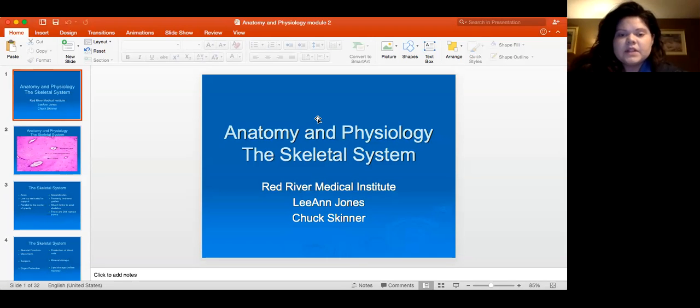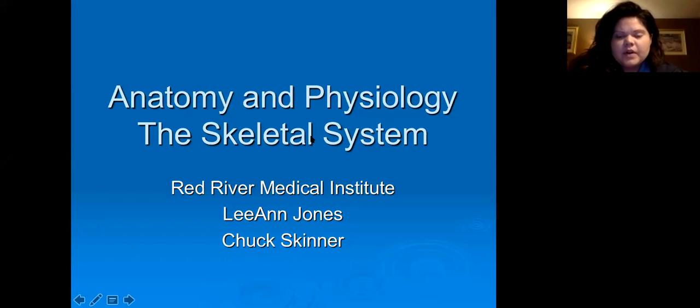Alrighty, I'm Justine Dean. I'm one of the flight nurses for Apollo MedFlight, and I'm going to briefly discuss with you guys anatomy and physiology of the skeletal system. This one's not very long, but there are a lot of good key points to remember, a lot of terminology that we need to be familiar with that's going to help us through our course of treatment. This presentation was written by Red River Medical Institute, Leanne Jones and Chuck Skinner.